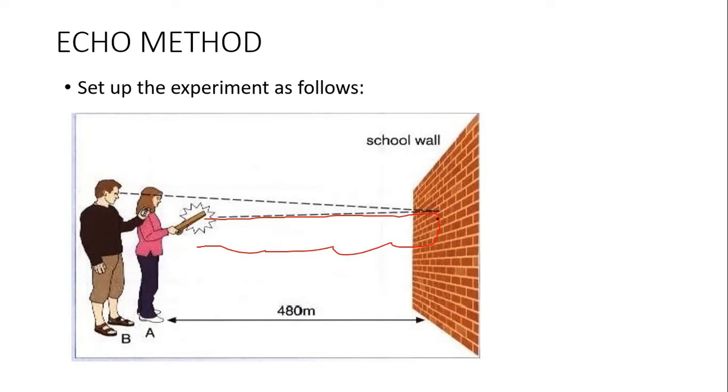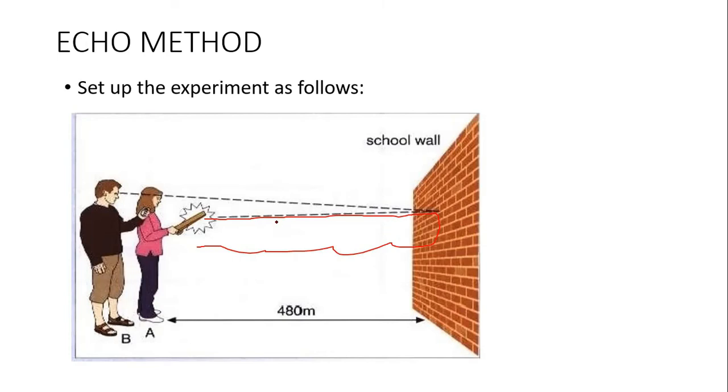So person A is going to bang these things like, bah! And then as soon as they hear the bang, person B will start the stopwatch. And then as soon as they hear another person repeating or imitating person A, after some time, they will stop the stopwatch. Are we together? Then the stopwatch will record the time. So whatever time is showing on the stopwatch, that is the time.